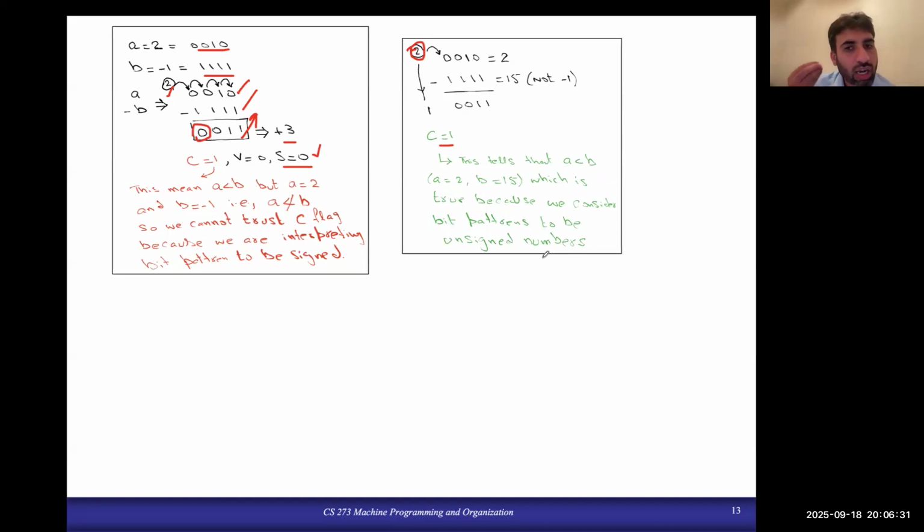So the point I'm trying to highlight is that we can trust carry to convey the correct information only when we are using unsigned numbers, only when we are comparing unsigned numbers. But if we compare signed numbers, we cannot trust the carry flag all the time. Okay.